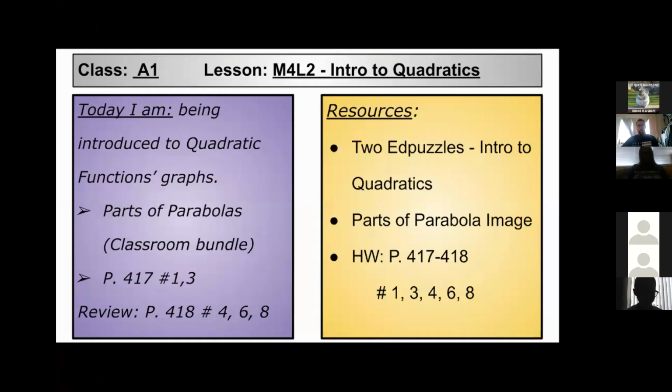Okay, before we move into today's actual lesson, does anyone have any specific questions that you want me to tackle right now? If not, we're gonna start moving into learning about quadratics.